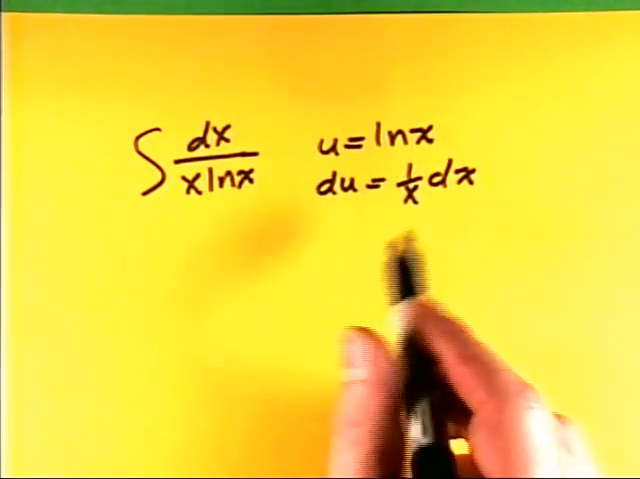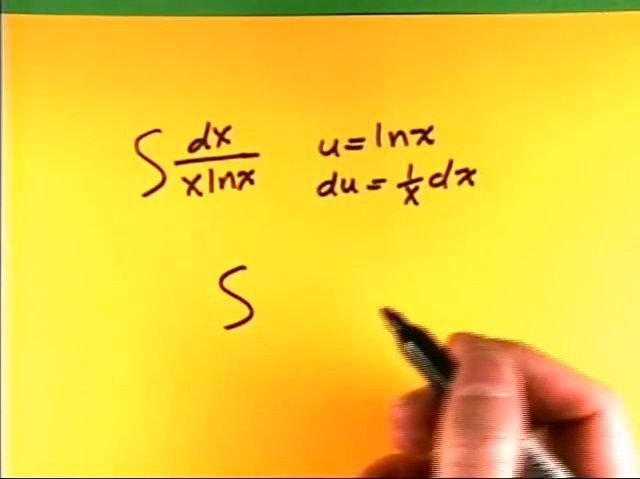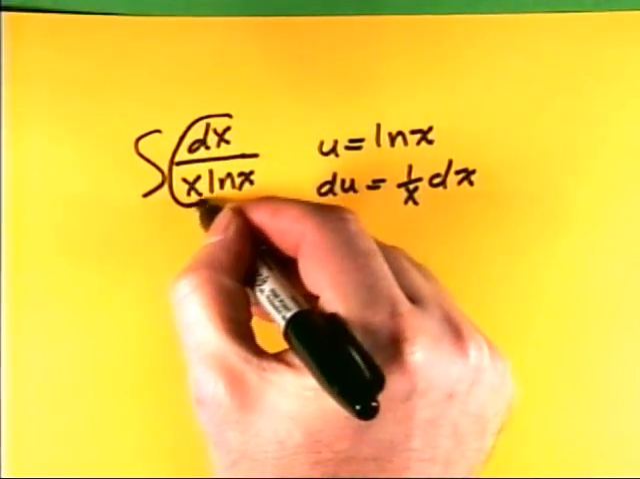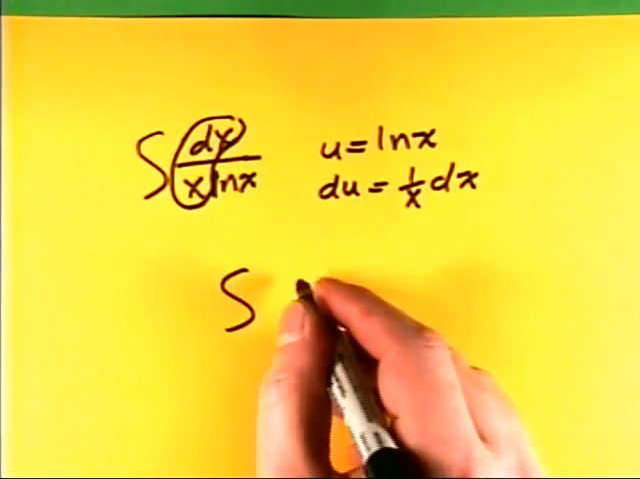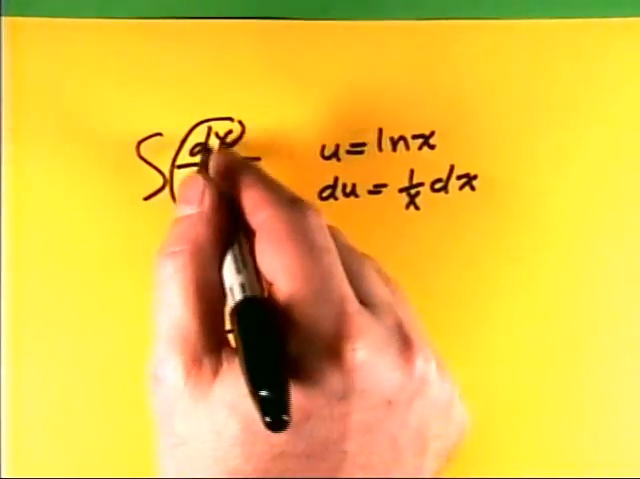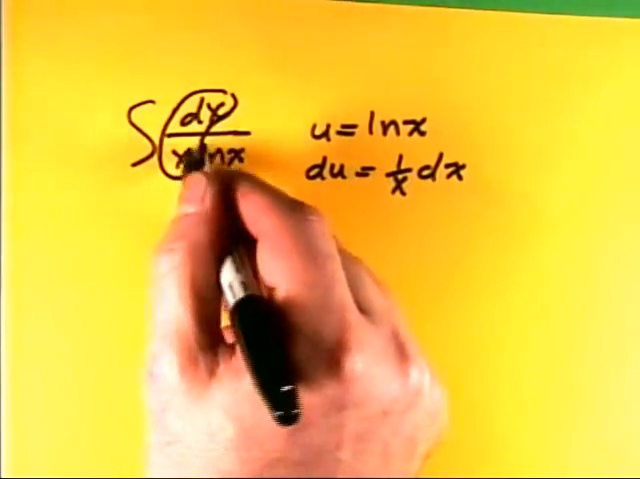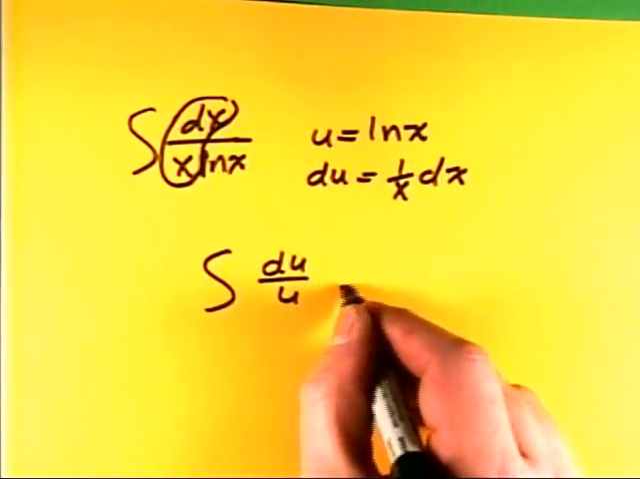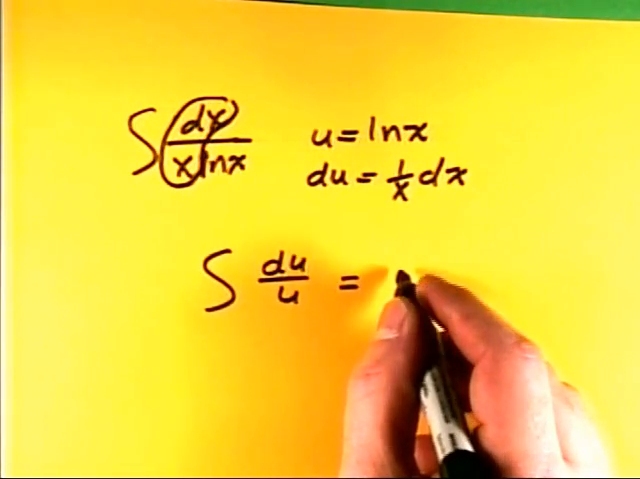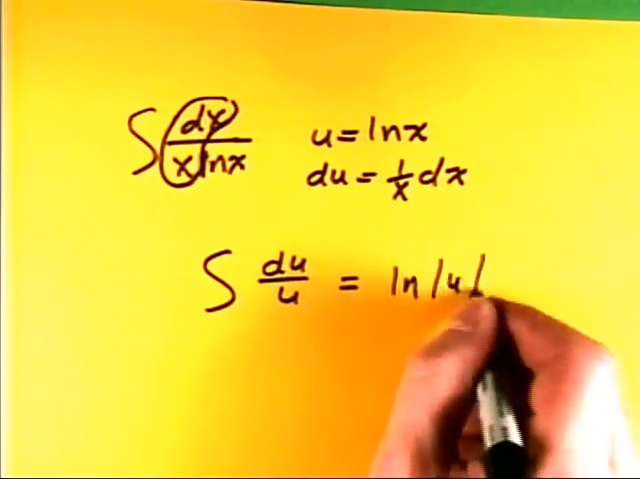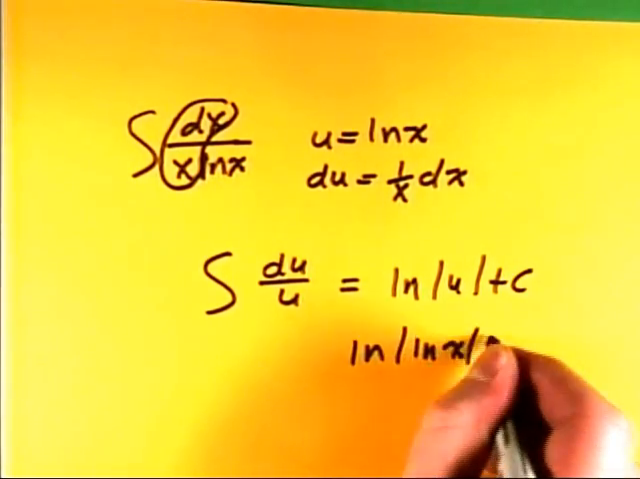So if you've got this is u and this is du, what is this going to look like? Well, it's going to look like the natural log of the quantity of the natural log of x. Right, because this right here is just du divided by u. This part is du and this is u. So what's the integral of du over u? The natural log of u. Natural log, right, of the absolute value of u plus c. So the answer is natural log of x plus c, right?